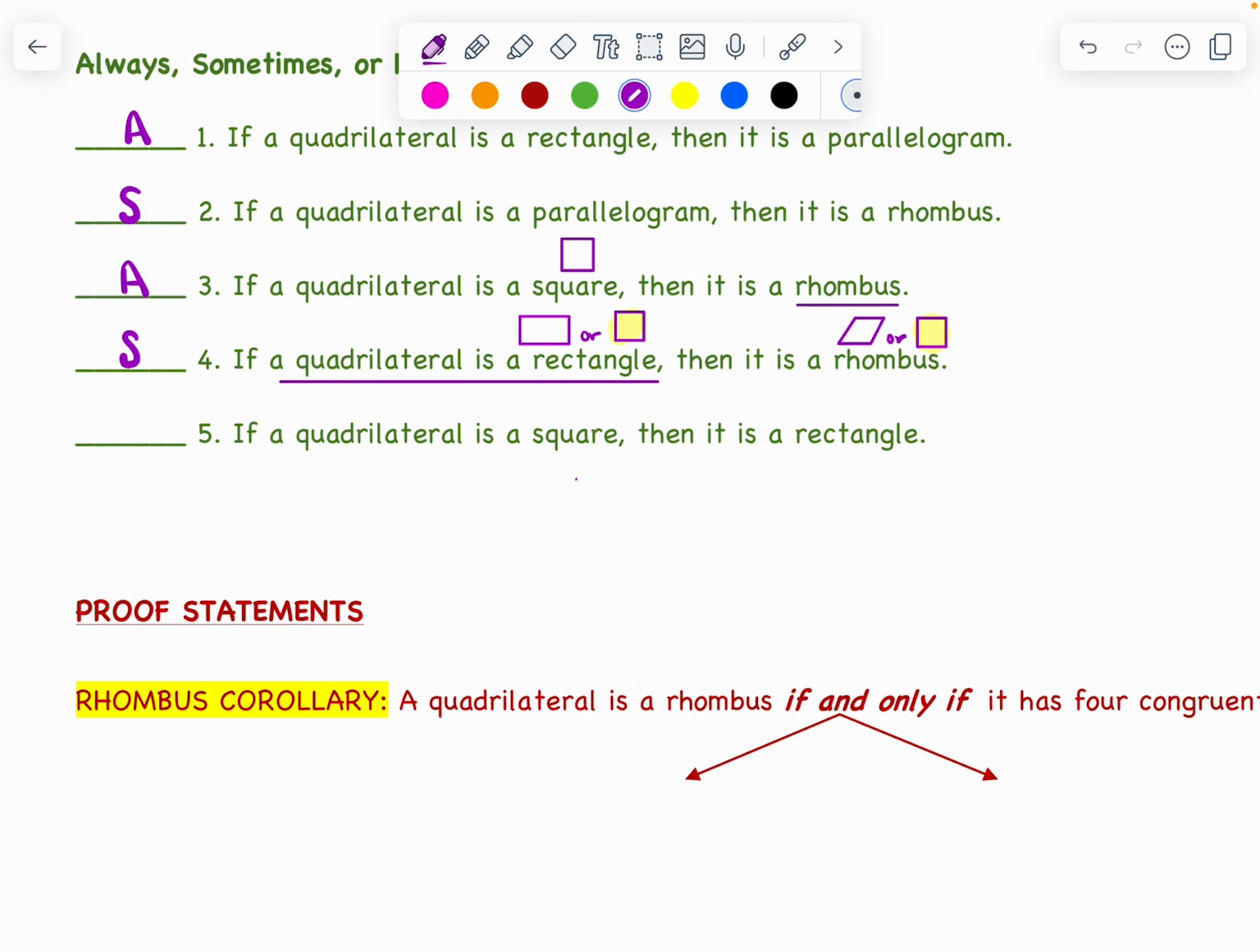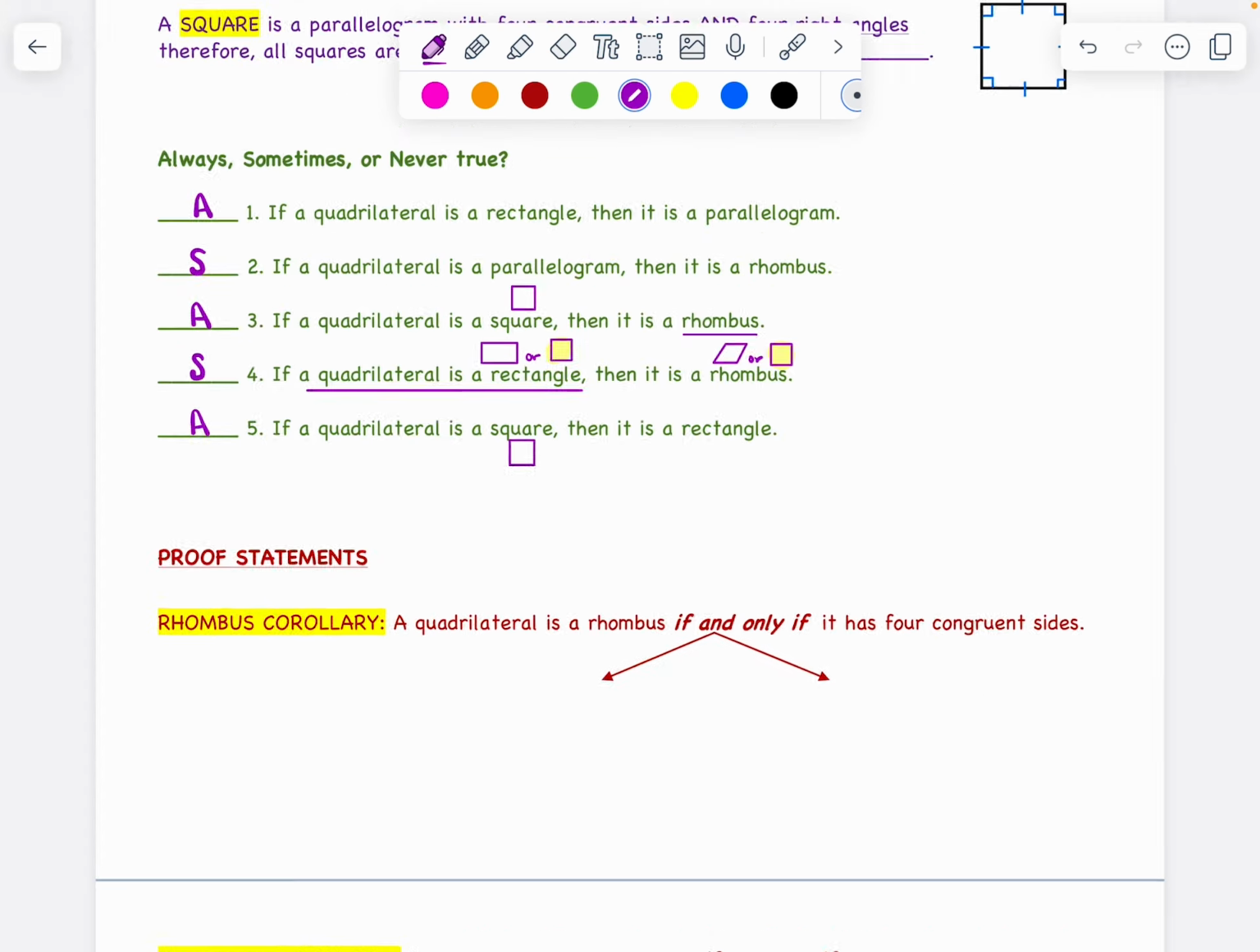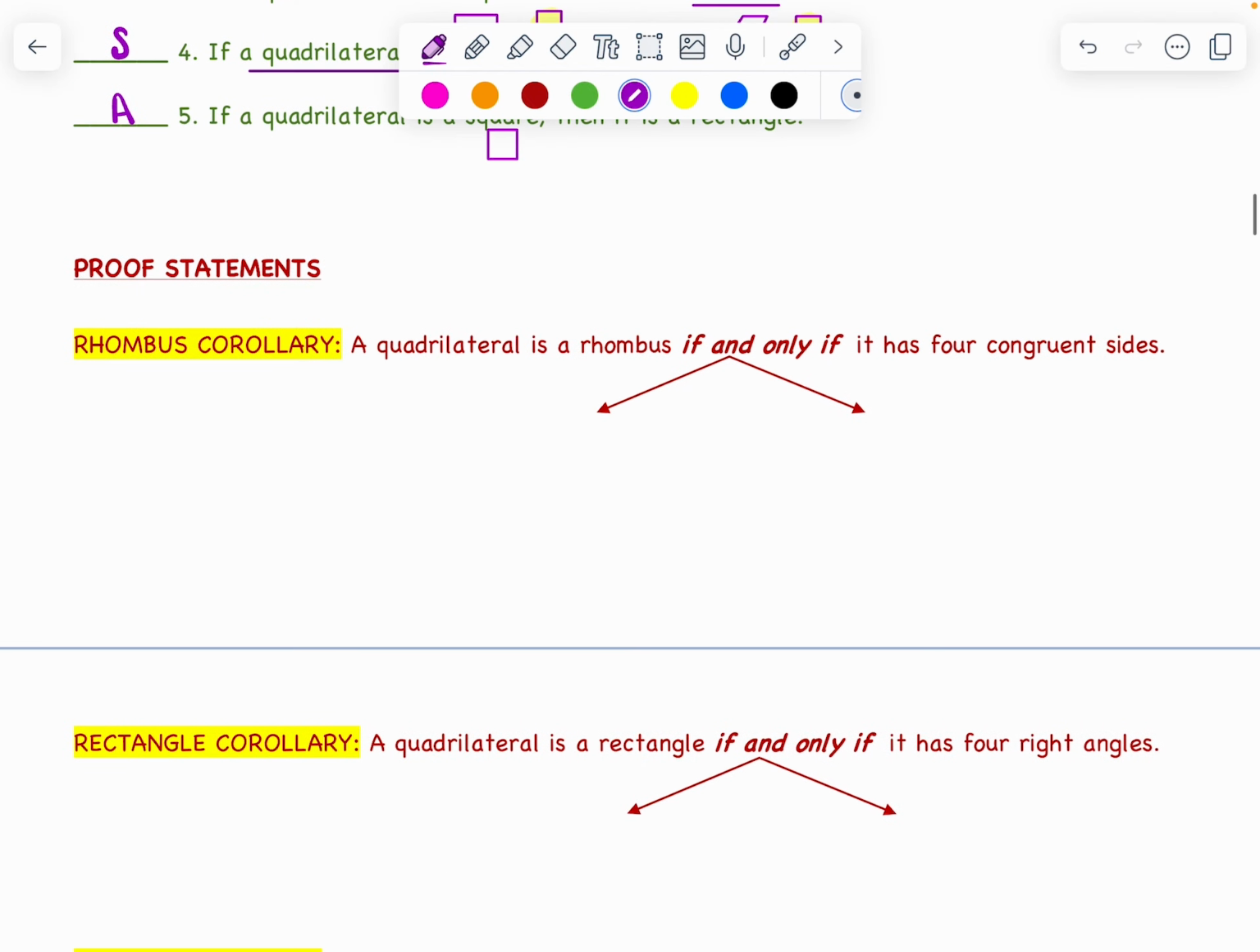All right, the last one is if a quadrilateral is a square, then it is a rectangle. Well, again, a square is the most specific parallelogram you can draw, right? So if I'm looking at a square, am I looking at a rectangle? Yes, always, because all squares are rectangles. So you have a lot on your homework today. You have a lot of always, sometimes, nevers and true, false statements. So you really want to focus on that hypothesis and ask yourself, what kind of shapes could I be looking at that would make this hypothesis true?